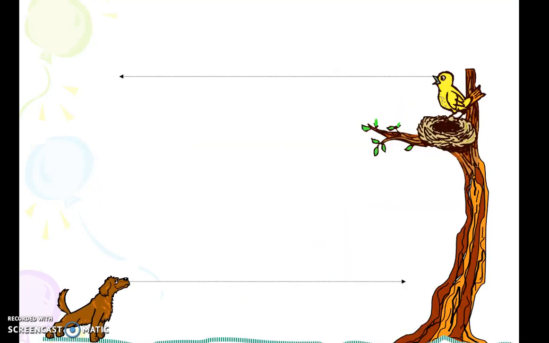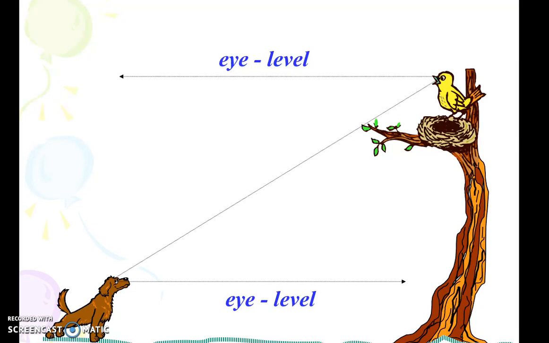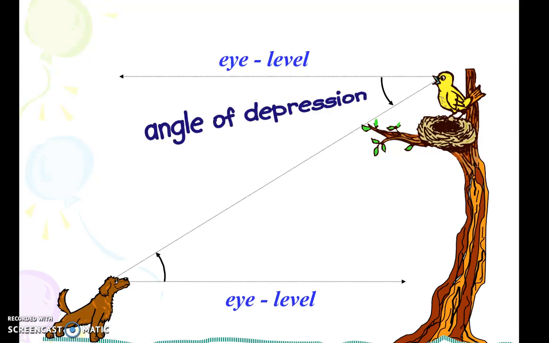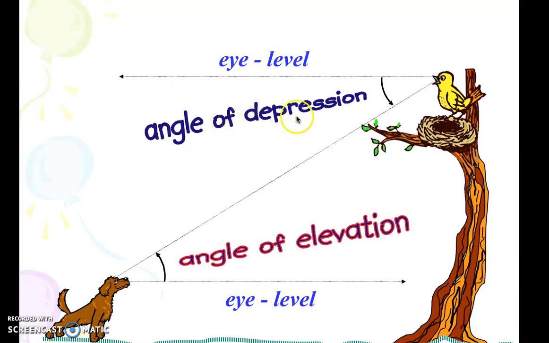So you've got a bird and you have the dog. Here are their eye levels, and then they see each other, okay? So you've got the angle of depression and you have the angle of elevation. Guess what? They're the exact same angle, okay? Because the angle at which the bird looked down and the angle at which the dog looked up and made eye contact is going to be the same.